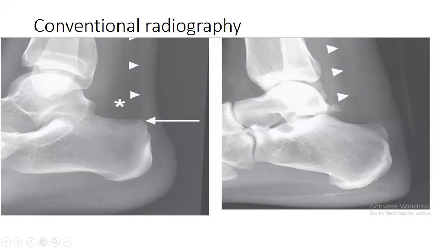So I have to emphasize again, if you are going to use conventional radiography, then you have to make sure your exposures are good and do a lateral. Otherwise, an AP will not be of much help in this case.